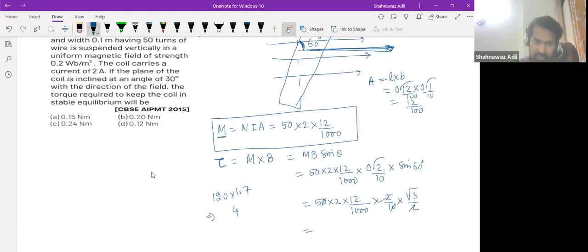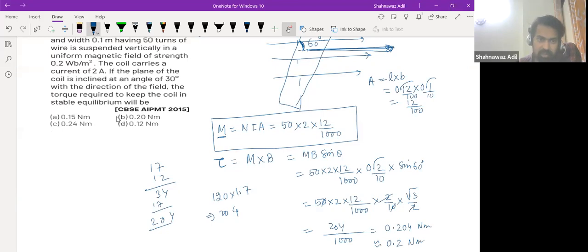So let us multiply. 34 and 7 is 4, 0. So 204, right? So this would be 204 divided by 1000. So this is 0.204 newton meter, which is equivalent to 0.2. So this would be the answer.